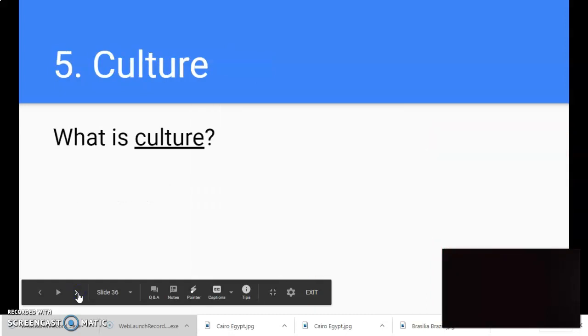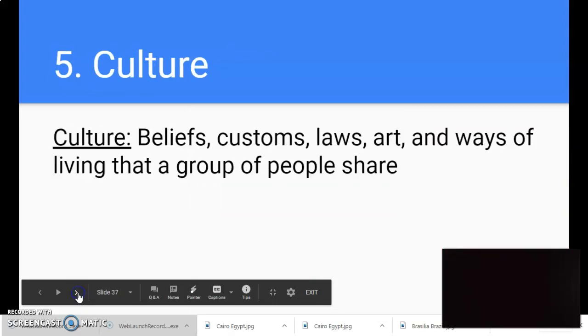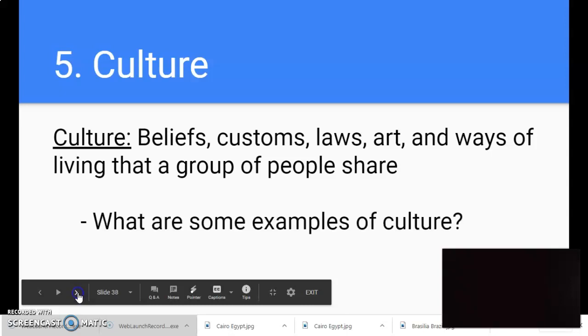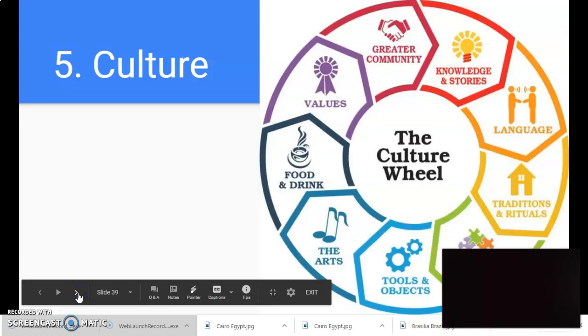Culture. What is culture? Beliefs, customs, laws, art, and ways of living that a group of people share. What are some examples of culture? Values, community, knowledge and stories, language, traditions and rituals, techniques and skills, tools and objects, the arts, food and drink.